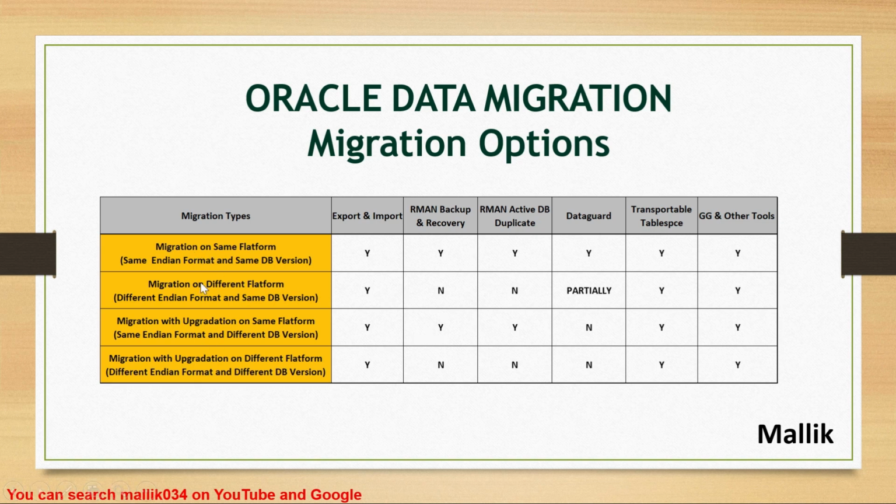And then in these four scenarios, what are the tools that can be applicable? If you see here, for migration on the same platform, same endian format and same DB version, export import is applicable, RMAN backup recovery is applicable, RMAN active database duplicate is applicable, and Data Guard, you can build your Data Guard and then switch over, and then you can remove your standby database. Like that, you can do it using Data Guard, or you can use transportable tablespace, or you can use GoldenGate and other tools. All the methods and tools mentioned here are applicable for migration on the same platform.